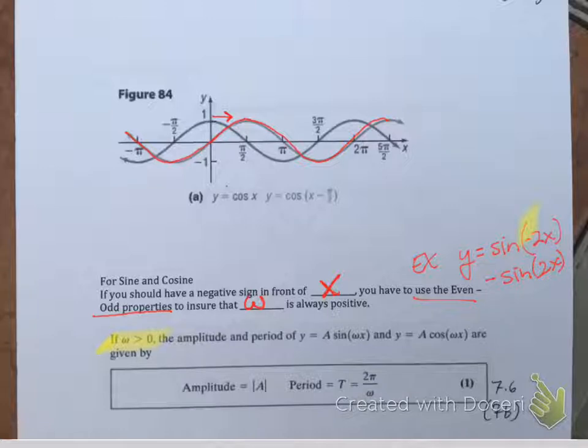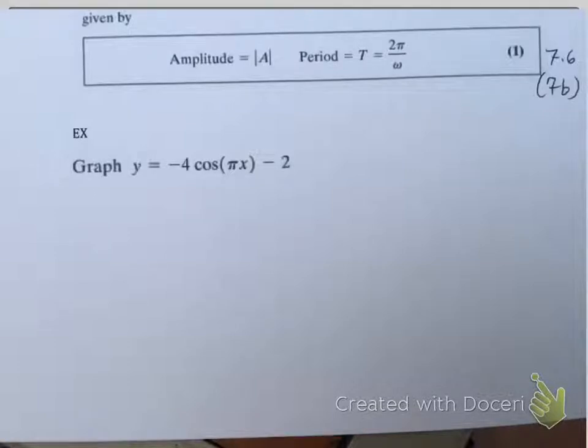The amplitude and period of y equals a sine of omega x and y equals a cosine of omega x are given by the amplitude, which is always positive, guys, and the period, if it doesn't end at 2 pi, you can find it by doing 2 pi over omega. Alright, we've used that formula once. We'll use it again here.